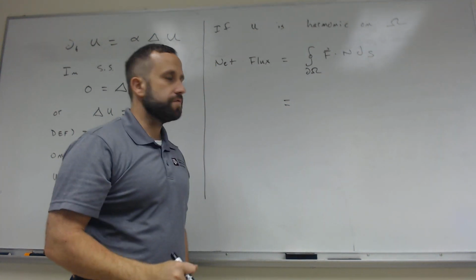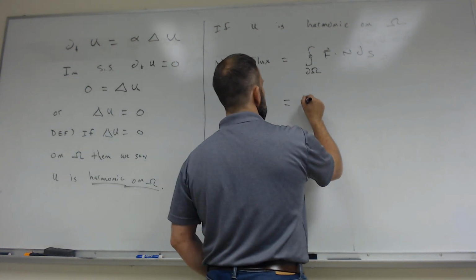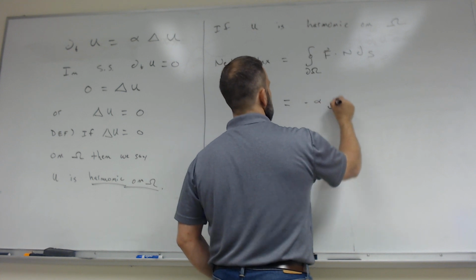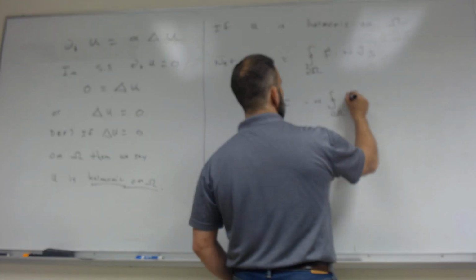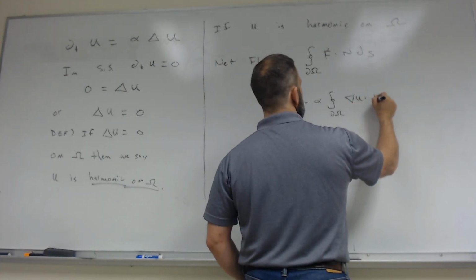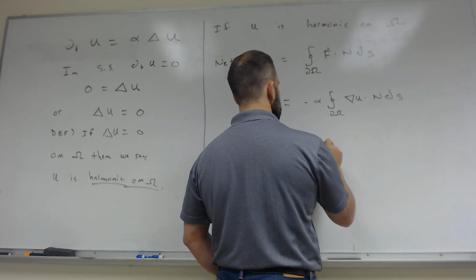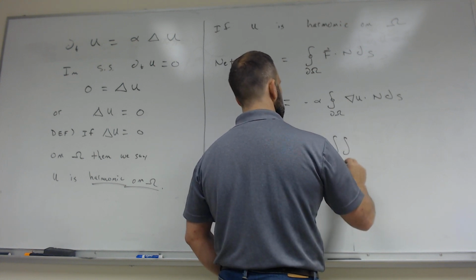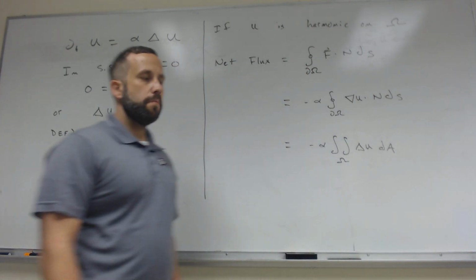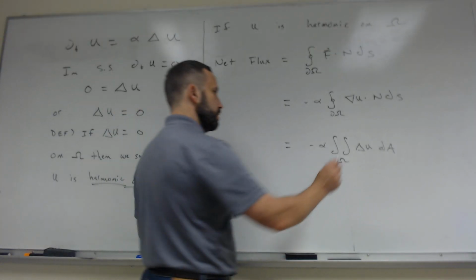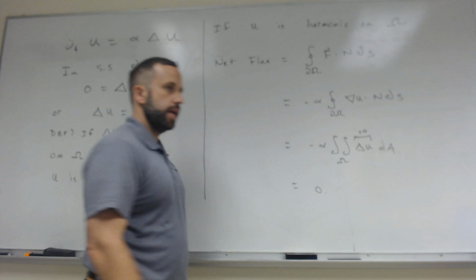Okay, but what is flux? Flux is proportional to the gradient of U. So this is minus alpha times the gradient of U dotted with n. Okay, but now we can use the divergence theorem. This is minus alpha times the integral over omega of the Laplacian of U dA. But if the Laplacian of U is equal to 0, well, then this is equal to 0.